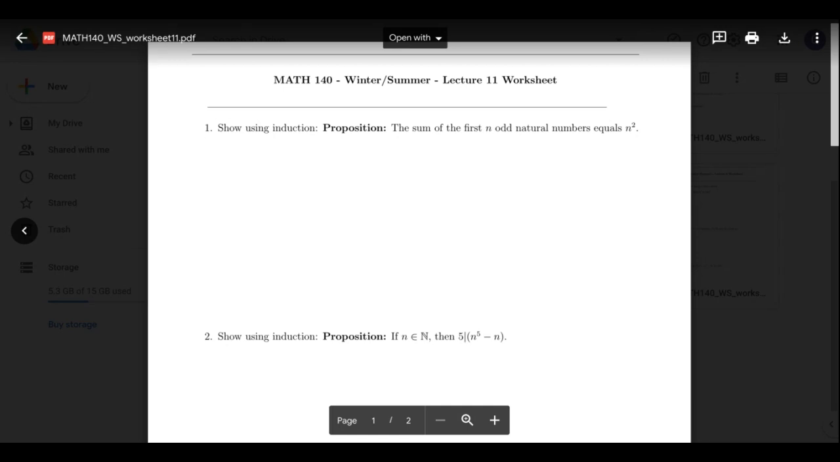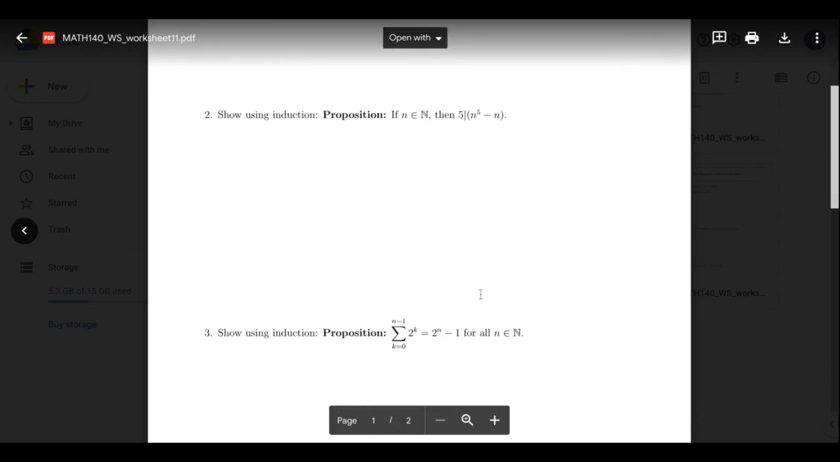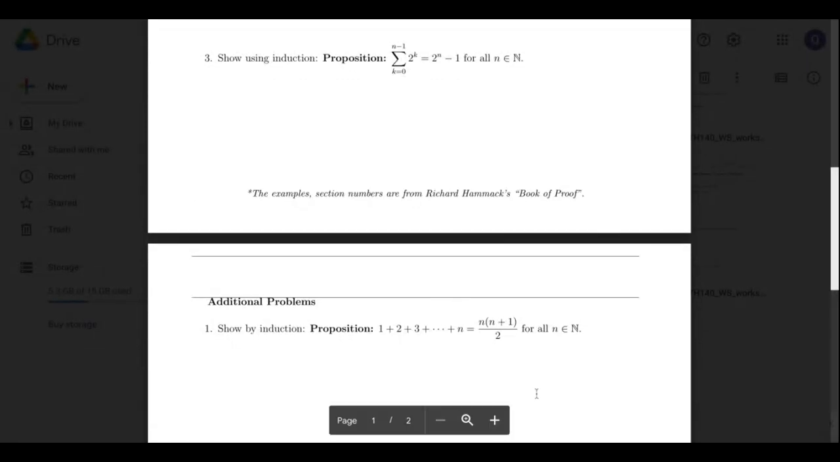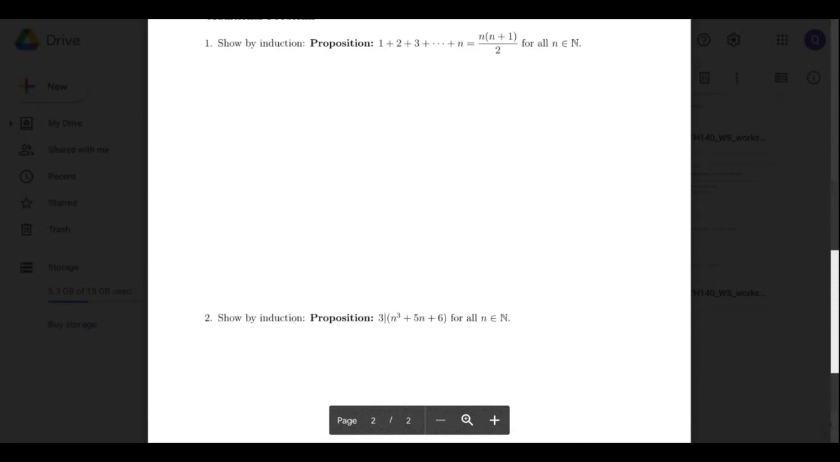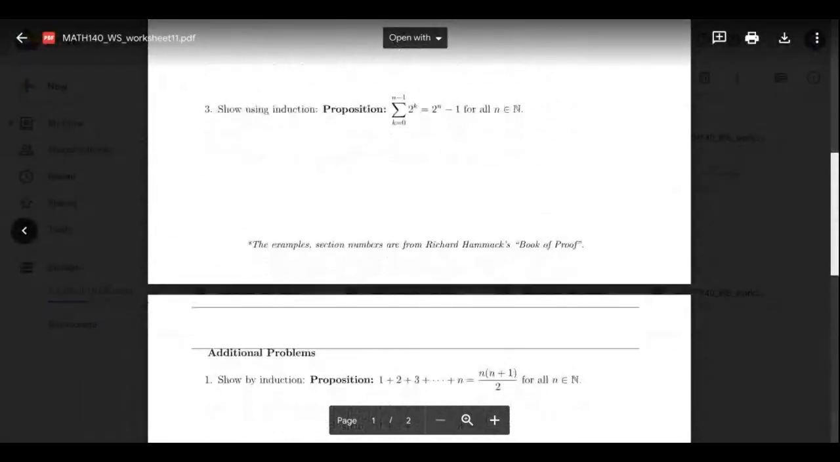Okay, some news looks okay. All right. So let's try 3 and the additional problems. So hopefully we can finish. We have 2 additional problems. Let's try 3 first.